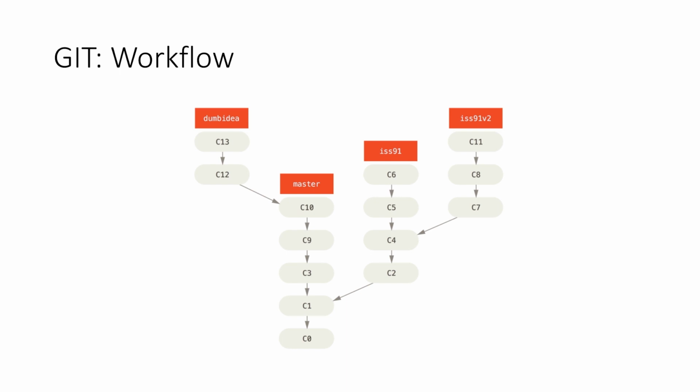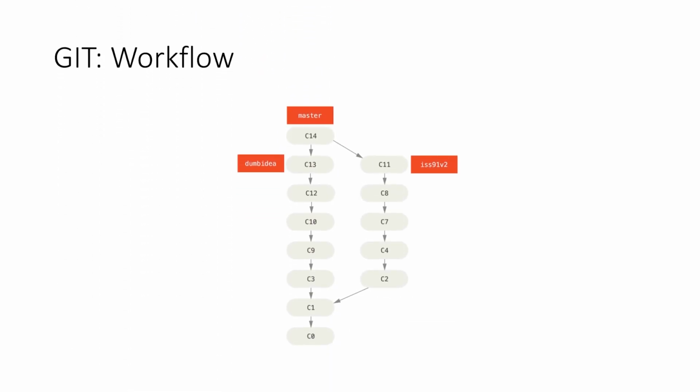Consider an example of doing some work on master, branching off for an issue, is91, working on it for a bit, branching off the second branch to try another way of handling the same thing, is91v2, going back to your master branch and working there for a while, and then branching off there to do some work that you're not sure is a good idea, the dumbidea branch. You can see an approximate result on the screen.